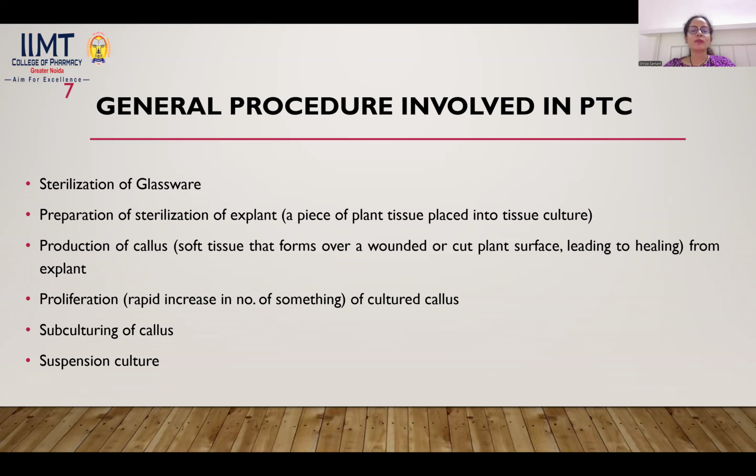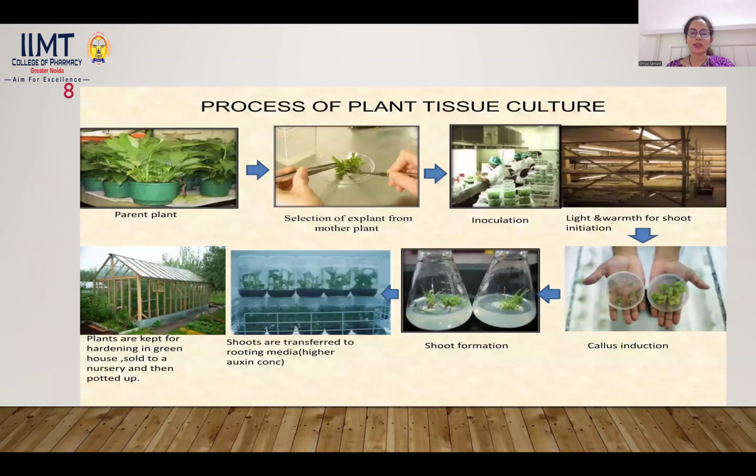Next is proliferation. Proliferation means rapid increase in the number of something. So after this, we'll do the proliferation of cultured callus. Next is subculturing of callus. That callus will be further subcultured. And last is suspension culture.